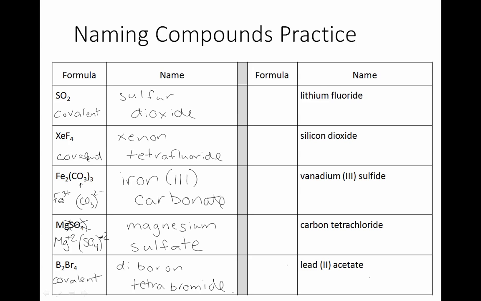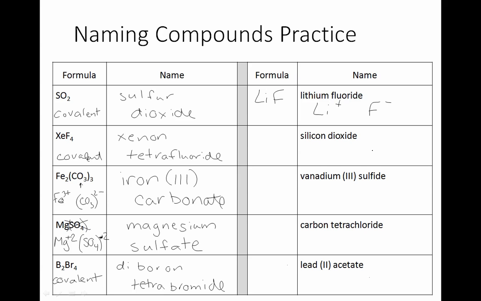Good. Now we're going opposite. We've got the name, and we need to figure out the compound, the formula for it. So first of all, write down each of the elements. Lithium, what charge does it have? Positive. Fluorine, what charge? Negative. Because you know it did not have mono, di, tetra, any of that in the naming of it, you know it has to be ionic. And so lithium fluoride, cross those charges, LiF.